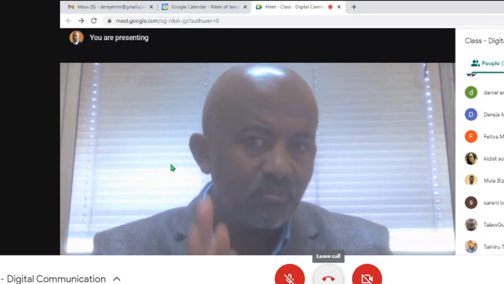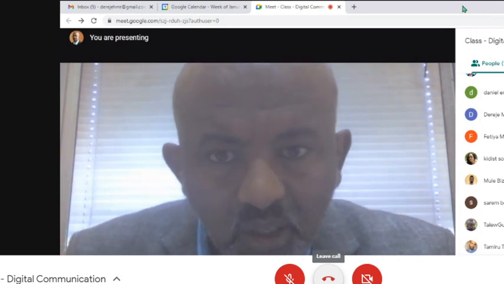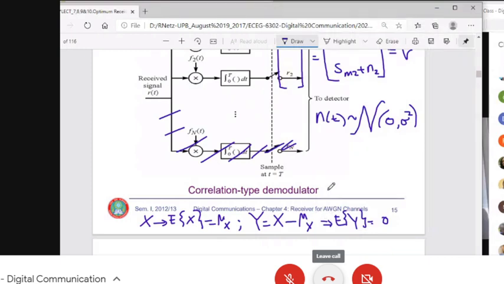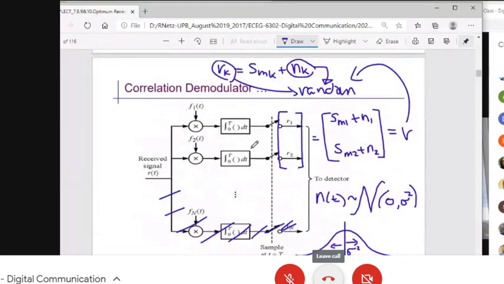We start with the assumption that the noise has zero mean and some variance. Of course, a Gaussian centered around zero indicates the distribution of the mean of n of t, and the deviation from the mean is captured through the variance. Okay, so what we conclude from here is, for our purpose, two branches are sufficient.